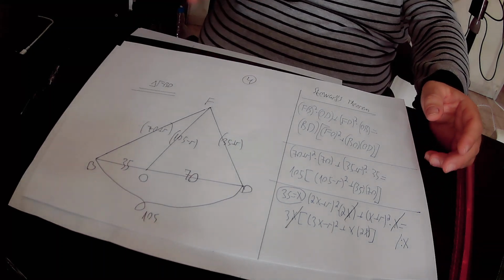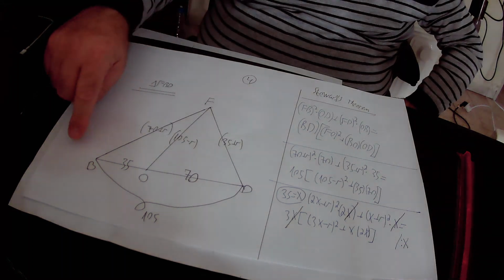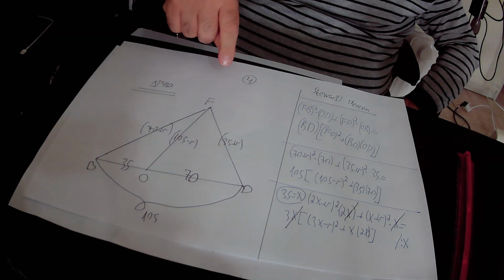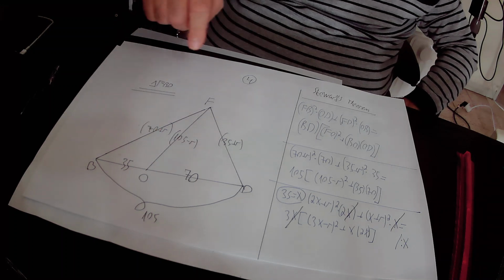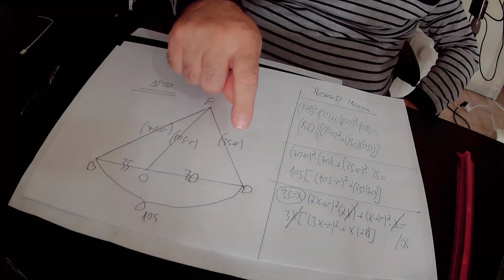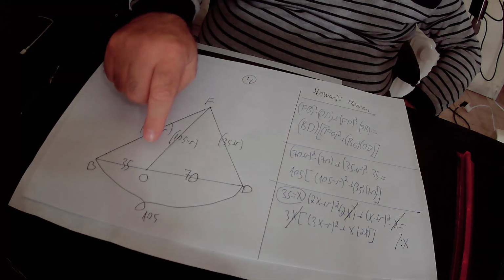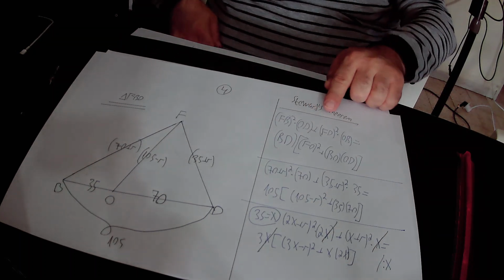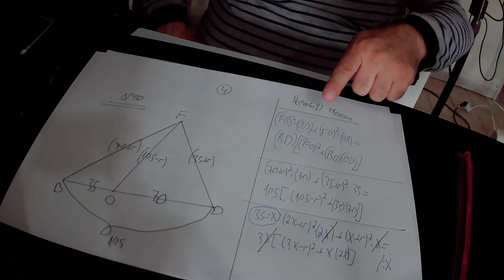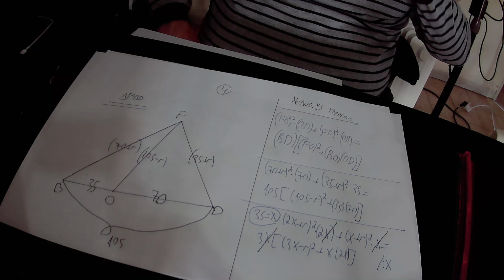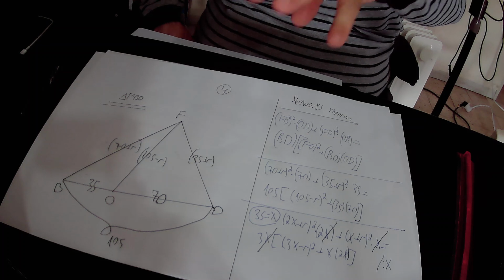We implemented here Stewart's theorem. According to Stewart's theorem, we get that FB squared times OD plus FD squared times BO equals BD. We open the brackets, inside the brackets we have FO squared plus BO times OD. I repeat again, FB squared times OD plus FD squared times OB equals BD times the bracket FO squared plus BO times OD. So this equation is the implementation of Stewart's theorem in our triangle FBD.